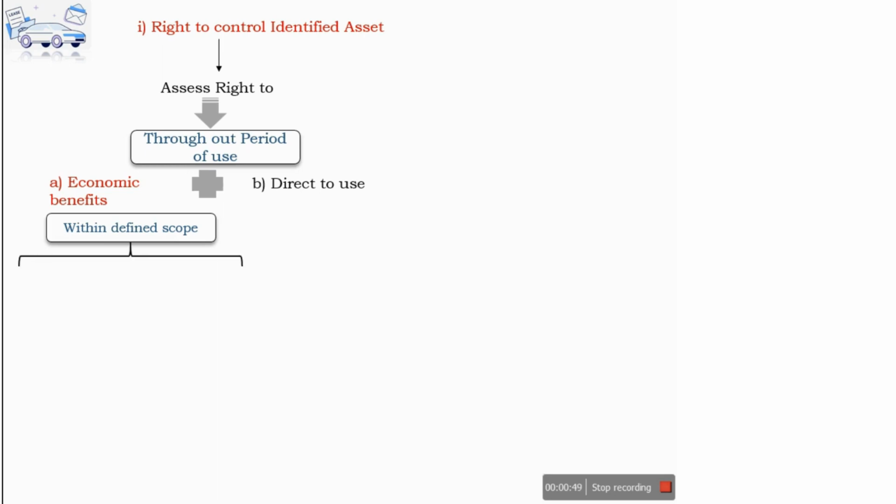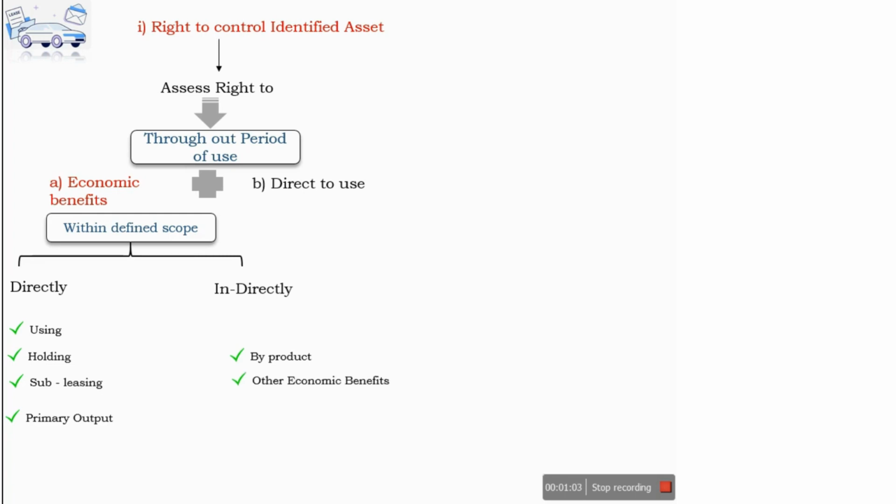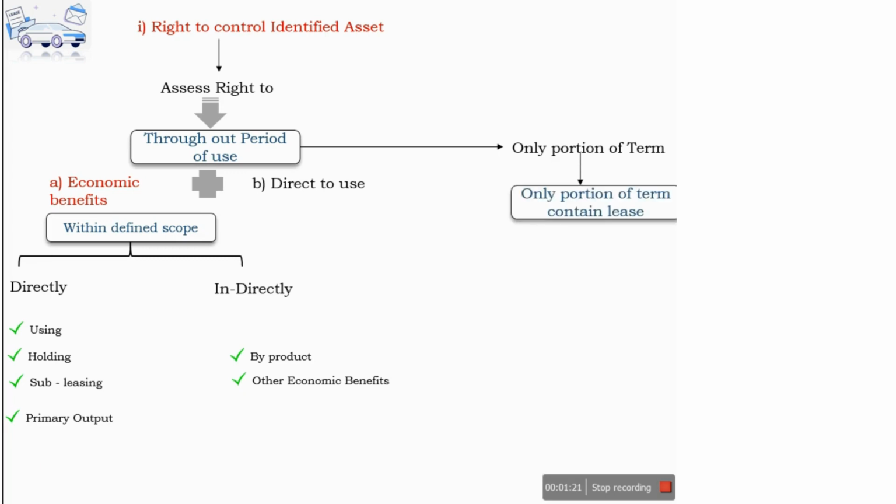Economic benefits may be direct, like by using it, holding it, subleasing it, or from primary output. And there may be some indirect benefits also, like byproducts and other economic benefits. If the contract is only for a portion of the term, or we are able to access economic benefits and direct the use of the asset only for a portion of the term of the contract, then only that portion of the term will be considered as a containing lease.